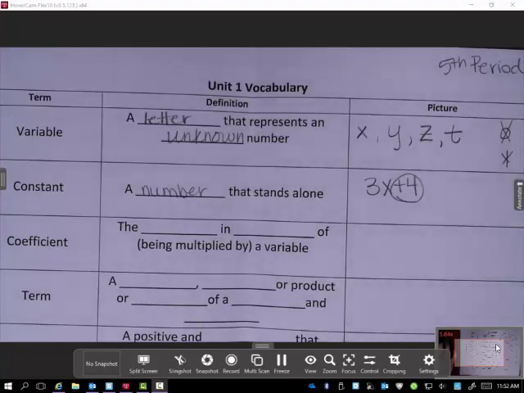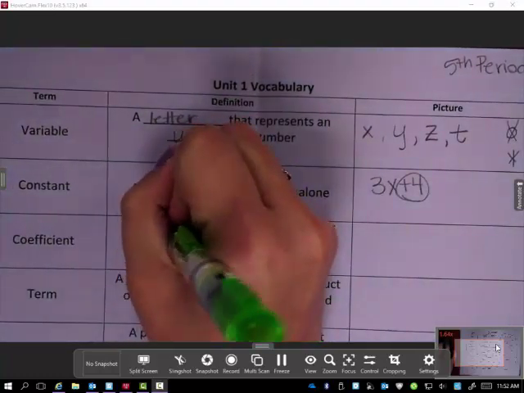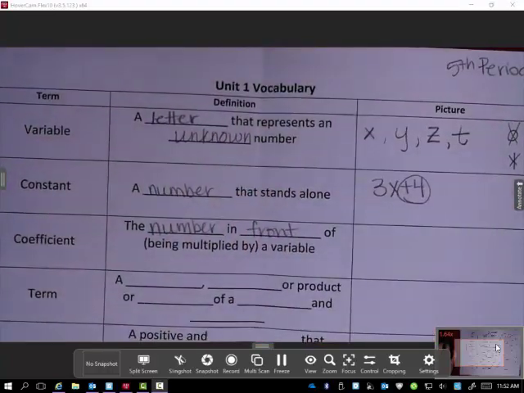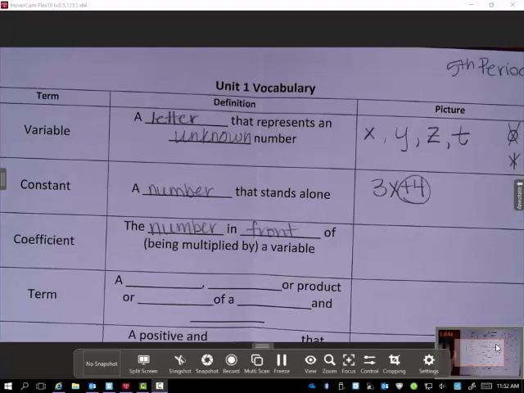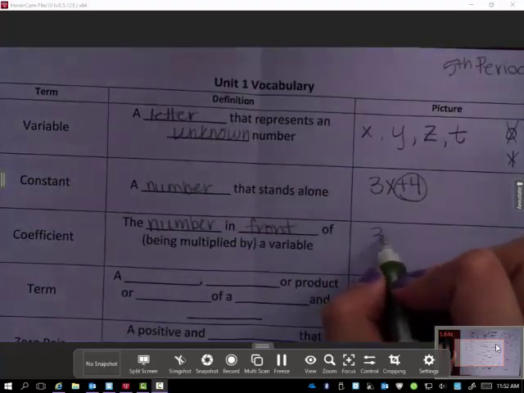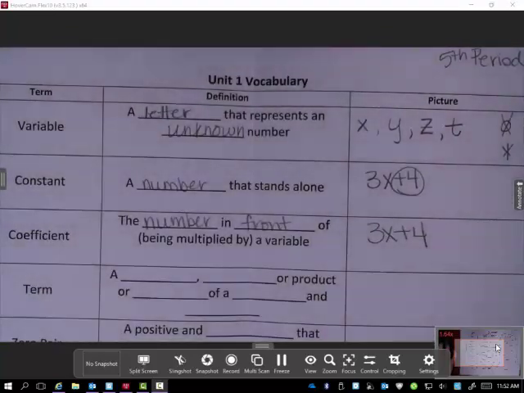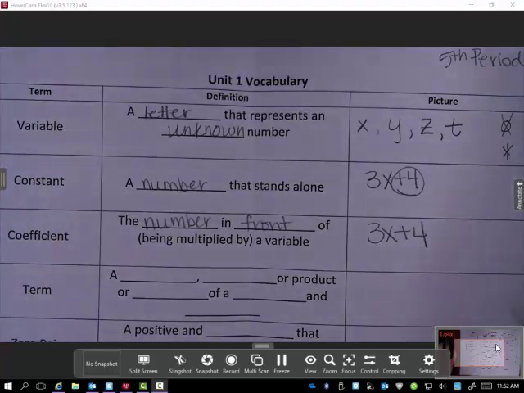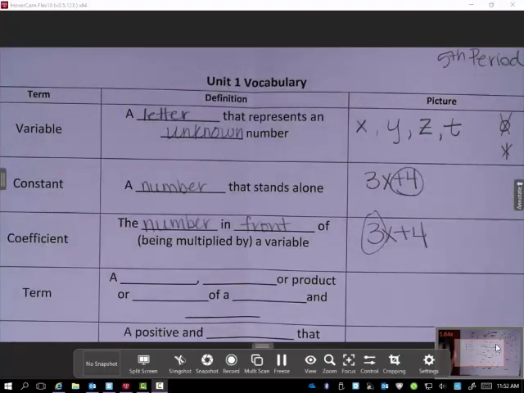All right, when we're talking about coefficient, it's the number in front of a variable. In other words, it's the number that's being multiplied by the variable. So if we use that exact same expression, 3x plus 4, what number on that expression would the coefficient be? 3. Good. Because it's the one that has the x attached. You're multiplying that 3 and that x. Questions on constant or coefficient?